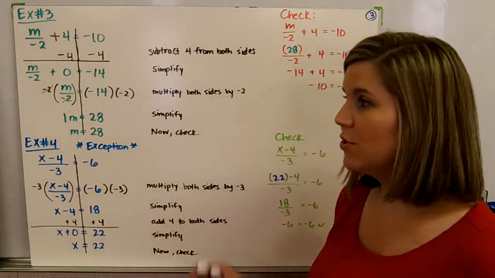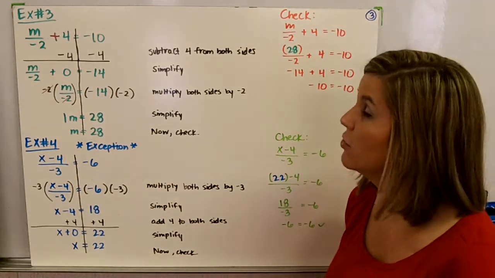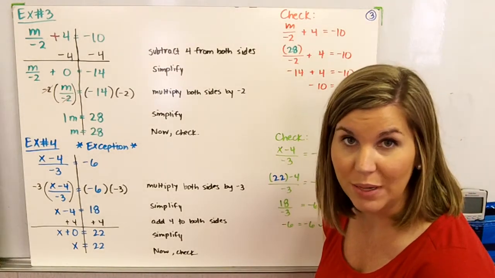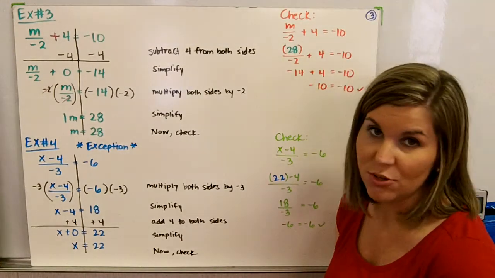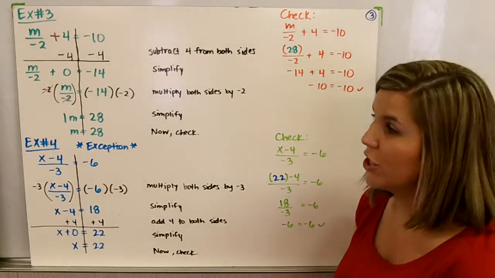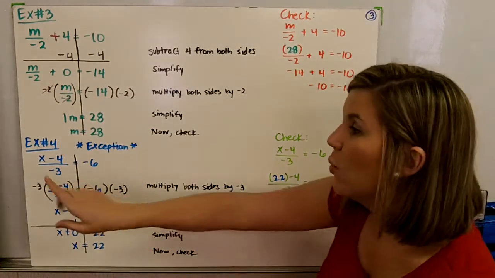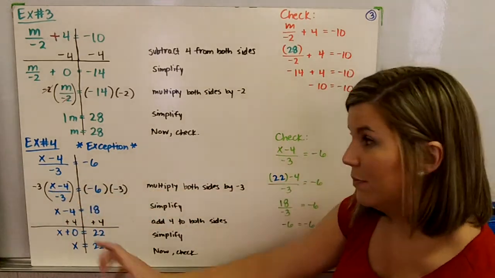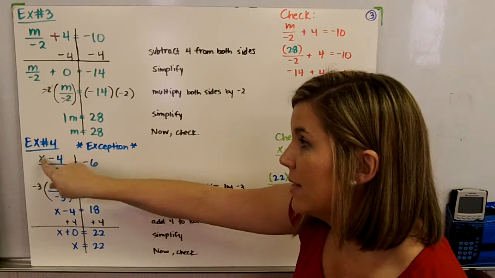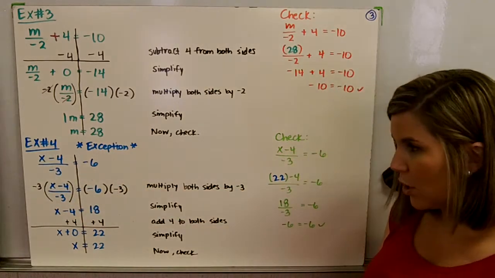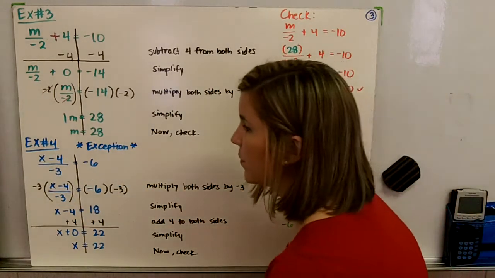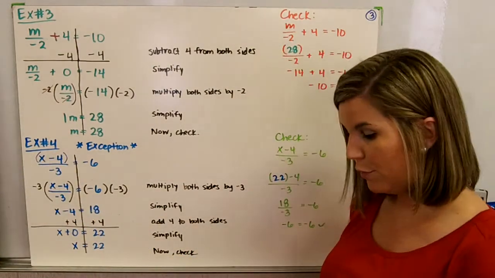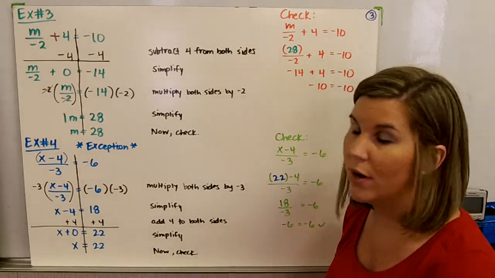Example 4, here's where I told you there was an exception to the step. So normally we do addition or subtraction first to get the variable on one side of the equation by itself. Then we do multiplication or division to get a 1 coefficient. Well, in this one, we actually have to multiply both sides by negative 3 first, because this is happening in the top of the fraction. There's like a grouping. You could even put parentheses here. So we want to get that group by itself first, and then we can solve for our variable.